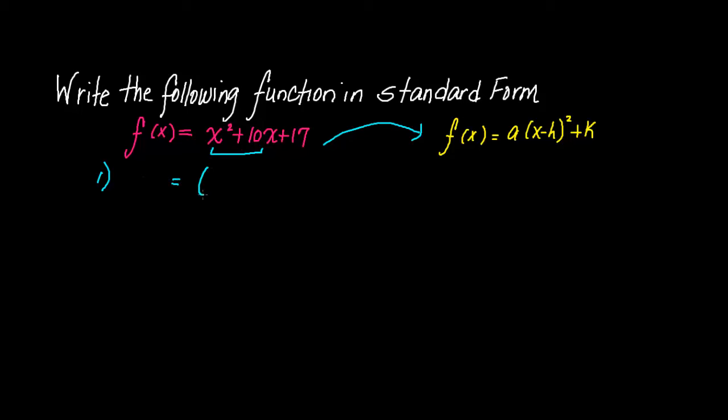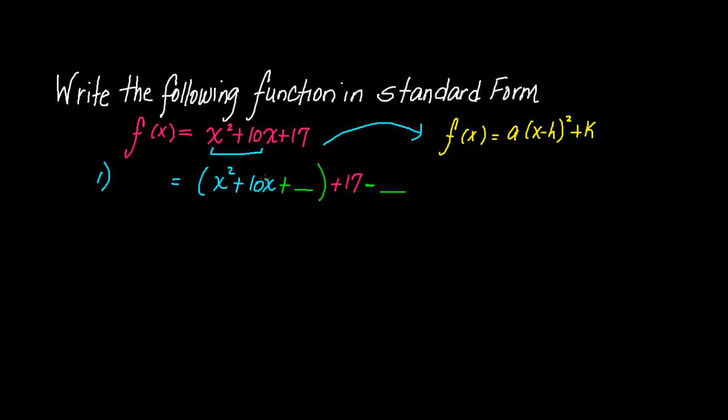F of x is going to equal x squared plus 10x, and then I'm going to add something to this function. Outside of the function, I still have plus 17, and I'm going to subtract something from the function. So I add and subtract to make the function stay true to itself, and I don't change the value. How do I find this number inside this parentheses?